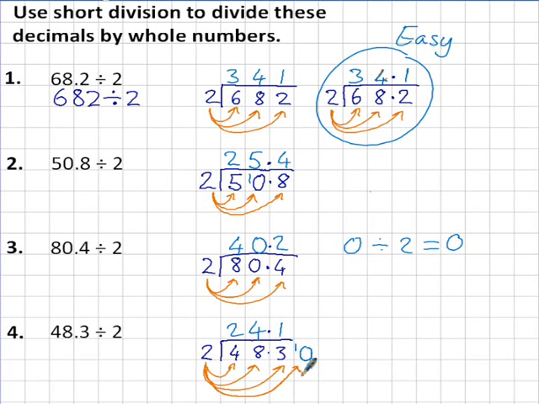2 into 10 is 5, with no remainder. So that's it. That's the end of that division, isn't it? 48.3 divided by 2 is 24.15. Perhaps what would help you to see it better is if I said 48.30 divided by 2 is 24.15. Okay. If I wanted to check those, I would do a multiplication. I'd just use the inverse operation.